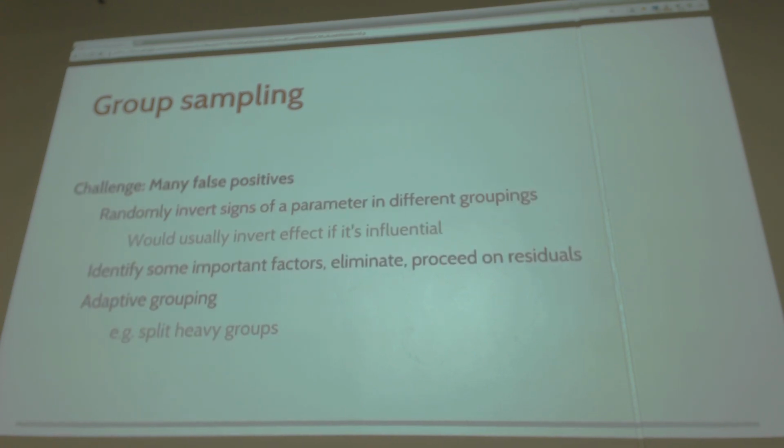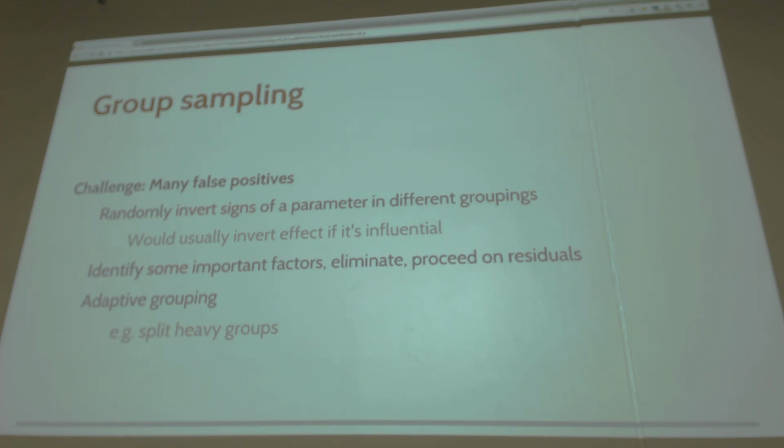There are some ways to do that. For example, you can randomly invert signs of a parameter in different groupings, and then you can see what effect that has. It will have different influence in different groups, and then it will be unlikely that in all of them it will be considered influential.